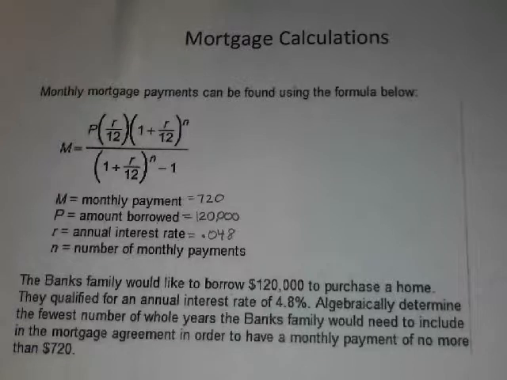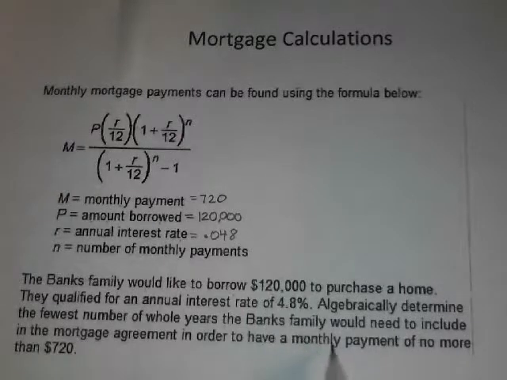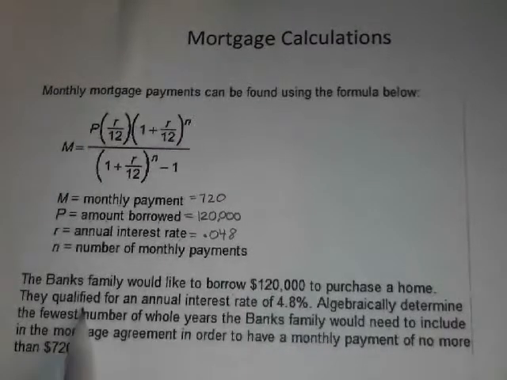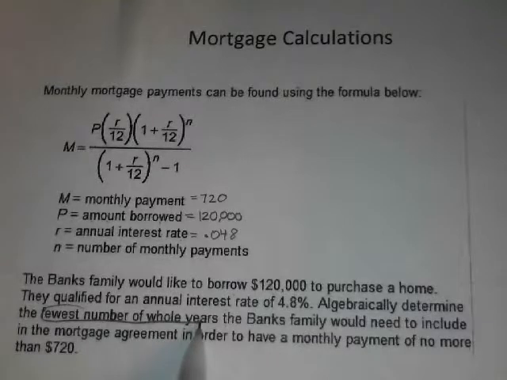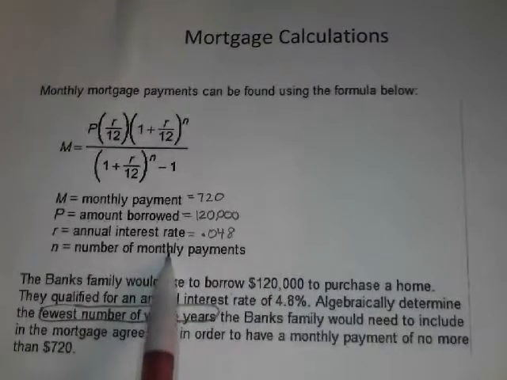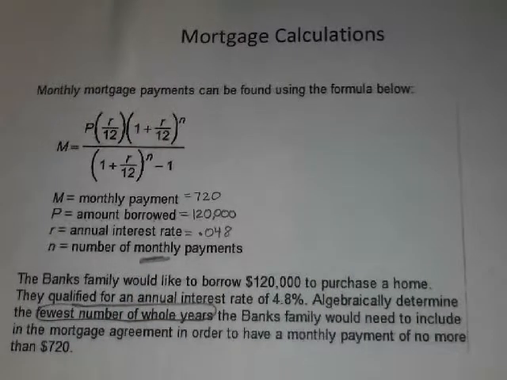Alright, so we've read that paragraph, we've pulled the numbers and decided what variable they were. So the one thing that we don't know is the number of monthly payments. Now, this does say that we want to figure out the fewest number of whole years, so circle that. Keeping in mind that n is a number of monthly payments, so we're going to have to adjust a little bit at the end when we get there.